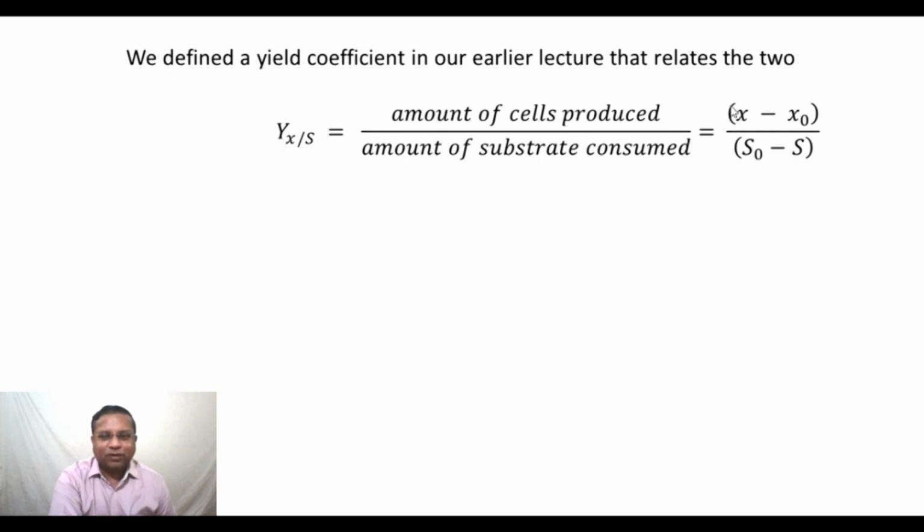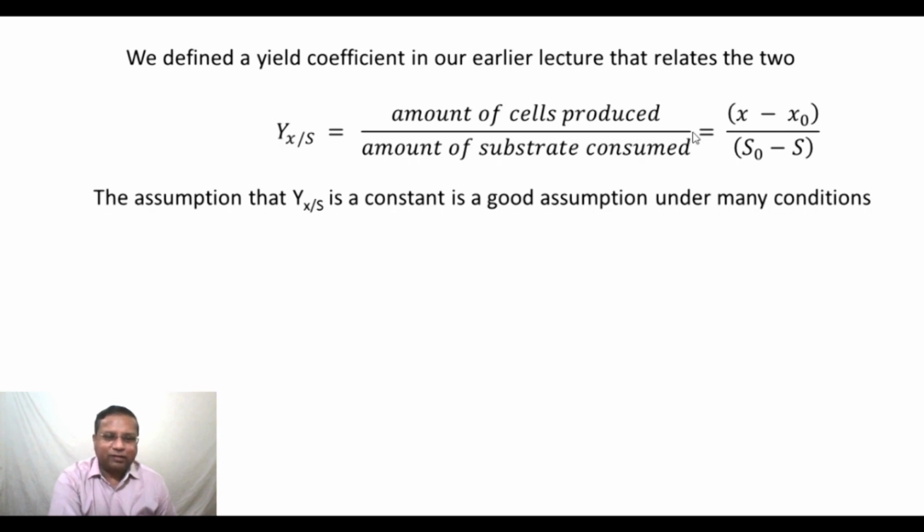In terms of the values that we have defined here, x minus x naught is the concentration of cells produced by the concentration of the substrate consumed, S naught minus S. Concentration is amount per unit volume. Since we are dividing one by the other and the volume happens to be the same, you can cancel out the volumes. So the amount of cells produced by the amount of substrate consumed can be replaced on both the numerator and the denominator by the concentrations, and we would have the same yield coefficient. Okay, that's what we have done here.